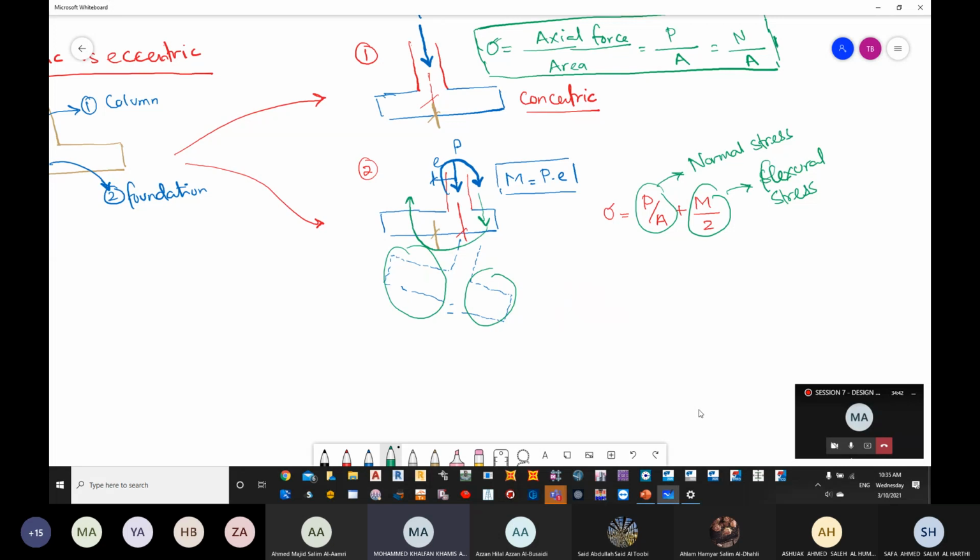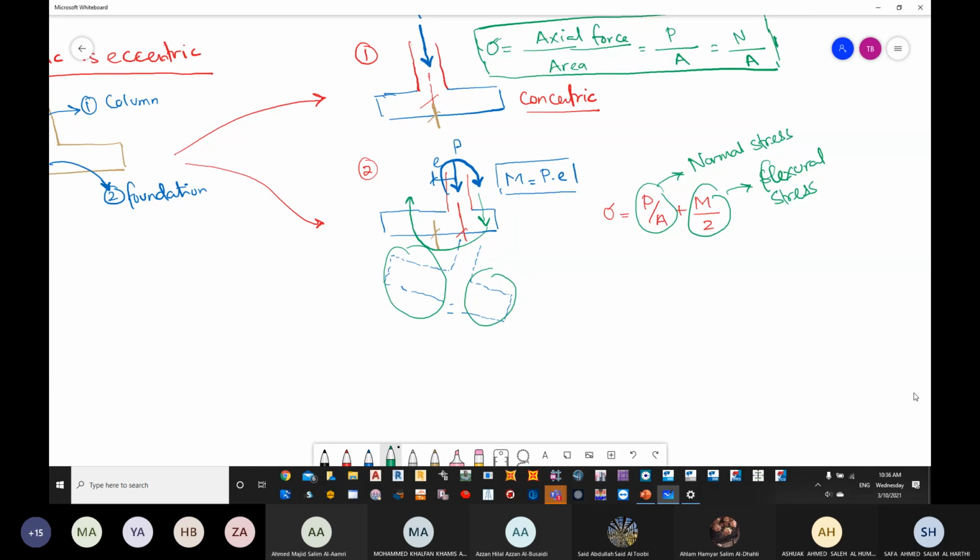So now once again we need to understand our foundation. Whether there is only a loading, in that scenario we are going to design it as concentric, where we are taking only the normal stresses, which are P over A, like the example of the tissue box. Or the second scenario, where it's eccentric: it's not only designed for the loading, but also to resist the bending which will be happening.